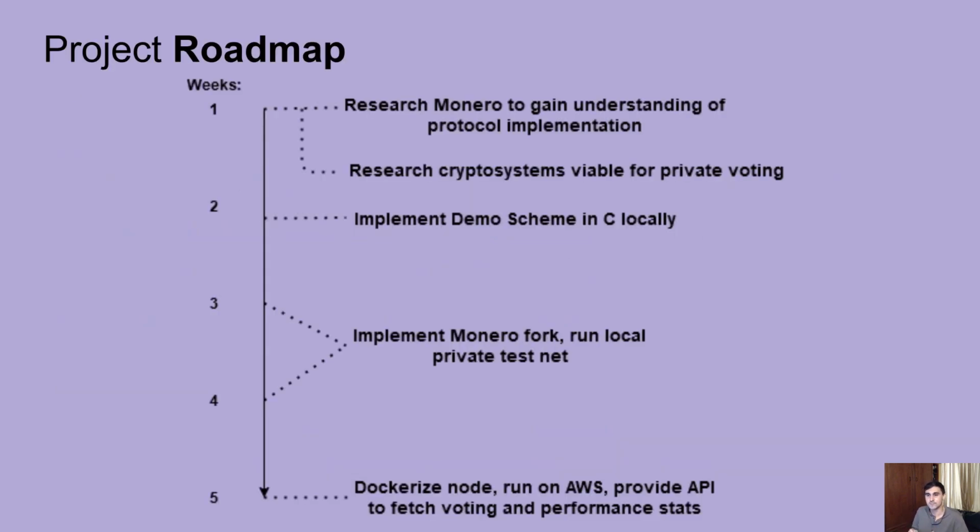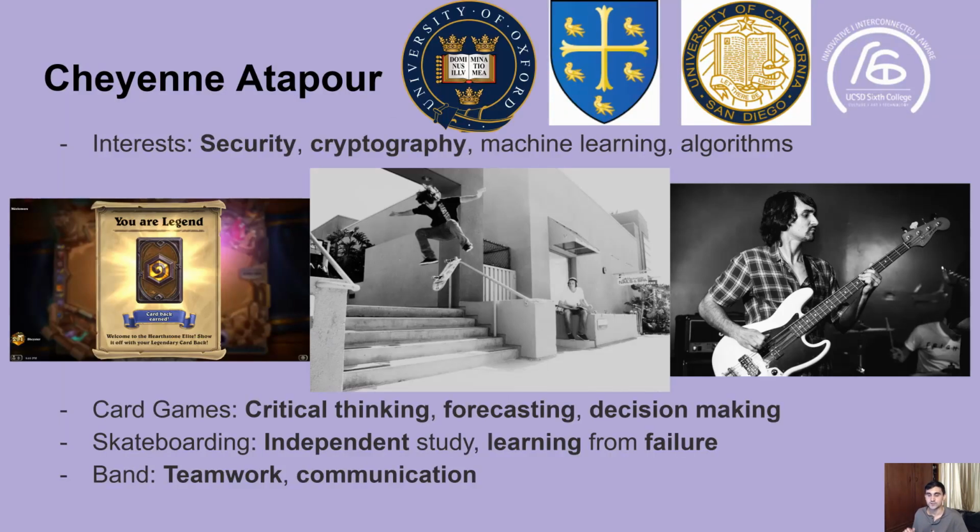So as my roadmap, in my first week, I did my research. Second week, I implemented a demo scheme, as you saw in the screenshots locally. Then in weeks 3 and 4, I implemented the private testnet that I had on the Monero fork. And the next step could be to Dockerize this node, run it on AWS, and provide an API to get voting and performance stats.